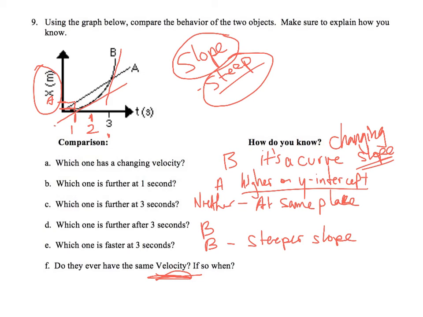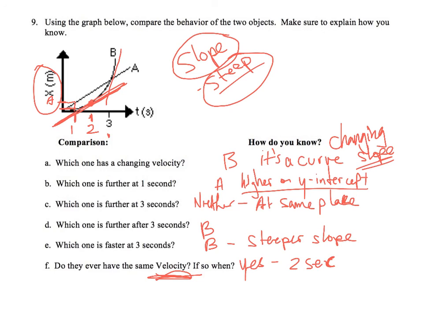Look at my tangent there. Now it's not perfect, but that tangent is about the same steepness as A. Would you agree? When is that happening? Well, about right there, about 2 seconds maybe. Maybe at 2 seconds they have the same velocity. So yes, they do. When? 2 seconds-ish, maybe. It's when the curve steepness matches the steepness of A's line, which is right around 2 seconds, I'd say. I hope this makes sense.